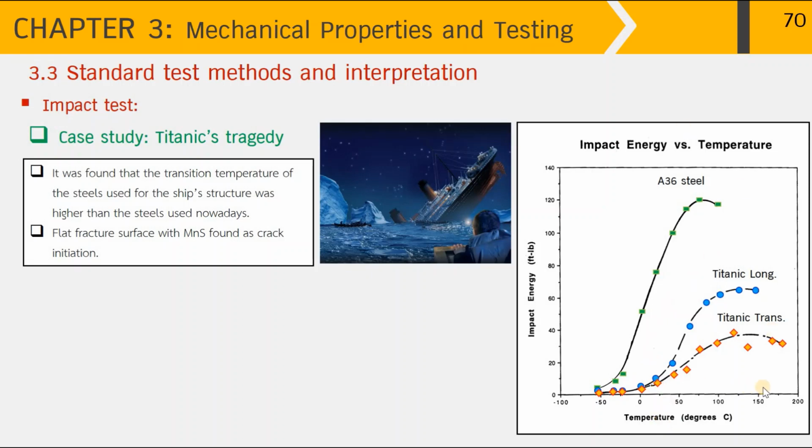The lower ones here are for the Titanic, tested in the longitudinal and transverse direction, if we compare to the normal steel. We can see that at the freezing temperature, while Titanic was sinking, over here at zero temperature, you can see that almost zero energy can be absorbed during fracture, while the impact energy of the steel that we use nowadays is much higher.